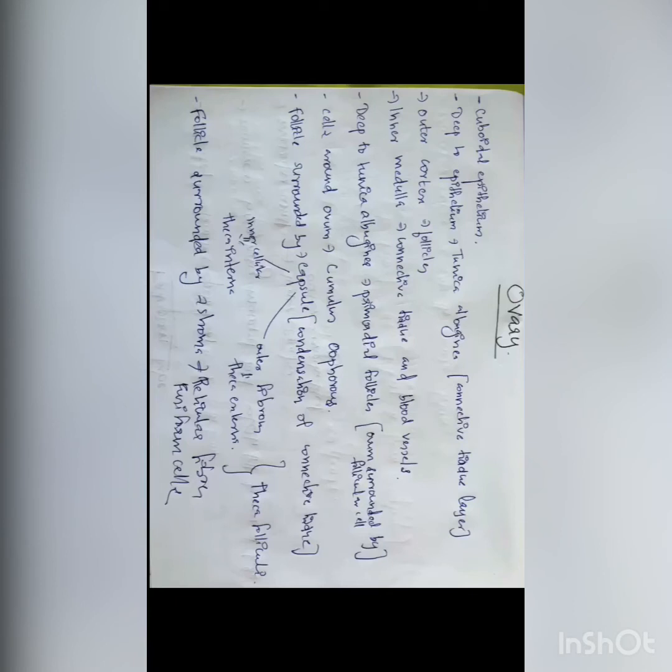The follicle is surrounded by a capsule which is formed by a condensation of connective tissue. The capsule consists of an inner cellular and outer fibrous part. The inner cellular part is called theca interna and the outer fibrous part is called theca externa. Collectively, these are called theca folliculi. This theca folliculi is surrounded by stroma, which is made up of reticular fibers and fusiform cells.